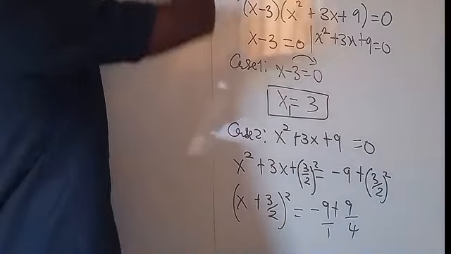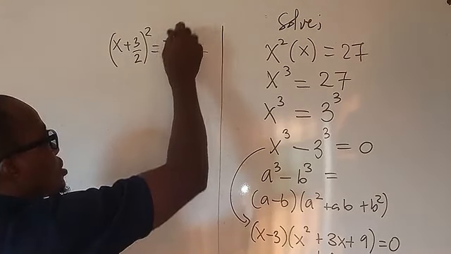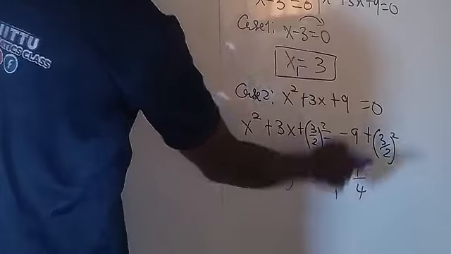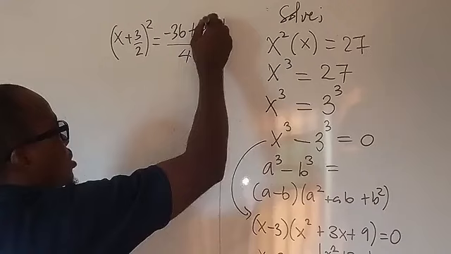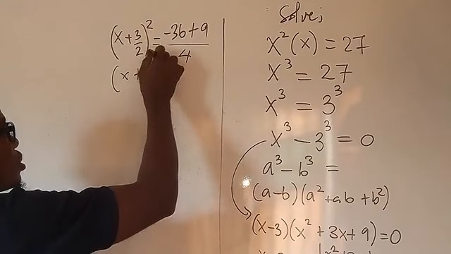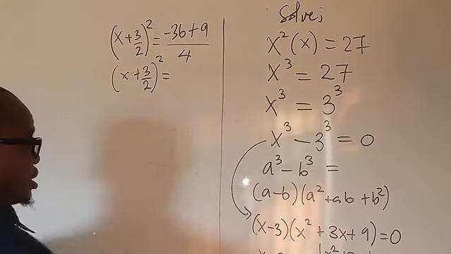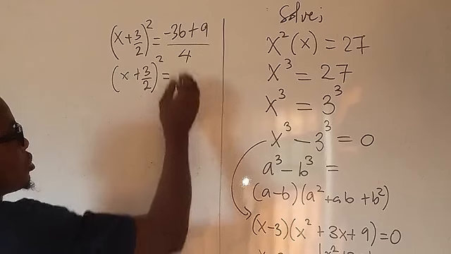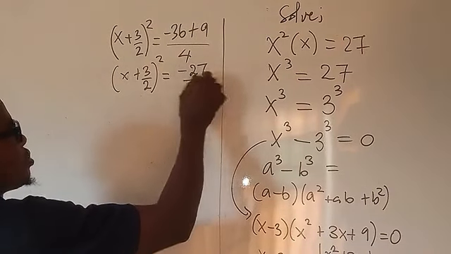4 times 9, we're going to have minus 36. Then 1 times 9, we have plus what? Plus 9. So from here, we have x plus 3 over 2 all squared equals minus 36 plus 9. We're going to be having minus 27 over 4.